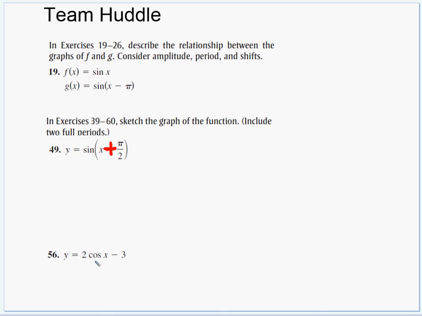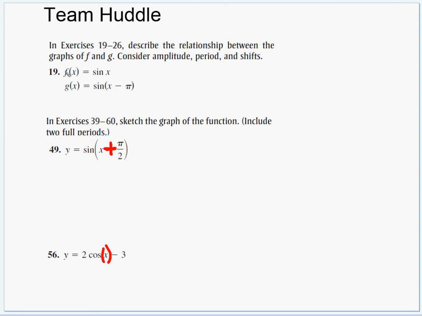And then there's 2 cos x minus 3. That 3 is outside the parenthesis, so that is a shift down. Make sure to pay attention to your amplitude. So pause the video, try those practice problems, and then start it up and see if you got them right. I have faith in you.